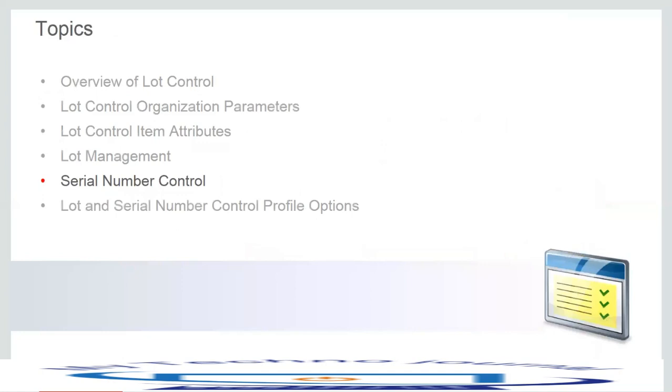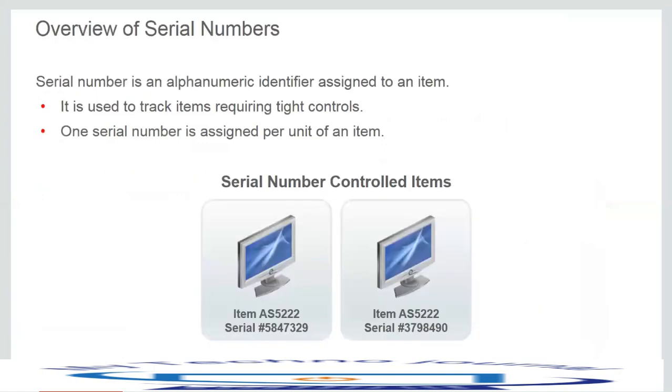Serial number control. This slide depicts the concept of serial number controlled items through an example. Just to define, a serial number is an alphanumeric piece of information that you can assign to an individual unit of an item. And we can use the serial numbers to track individual item units.